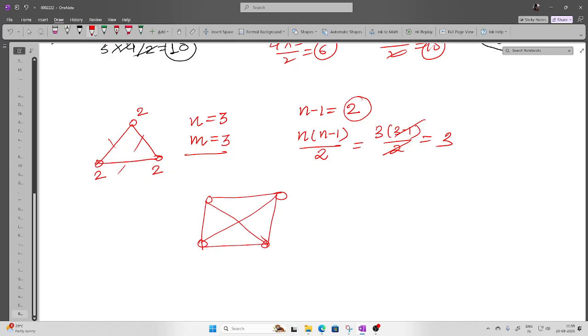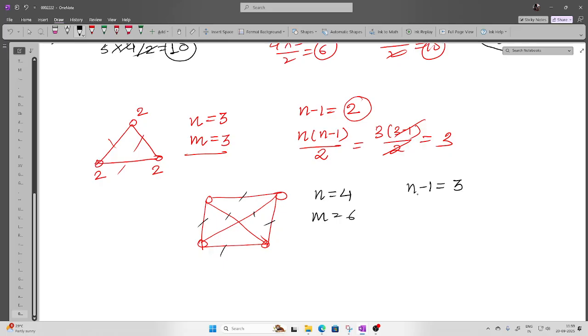Now this is again a complete graph. How many vertices are there? 4. How many edges are there? 1, 2, 3, 4, 5, 6. So according to the theorem, the degree of every vertex in this complete graph should be n minus 1. So it is 3.